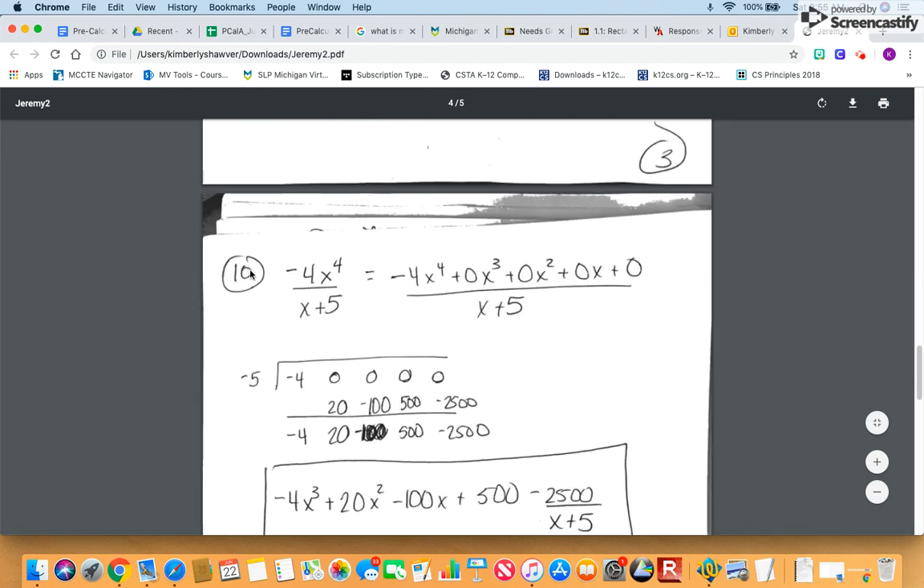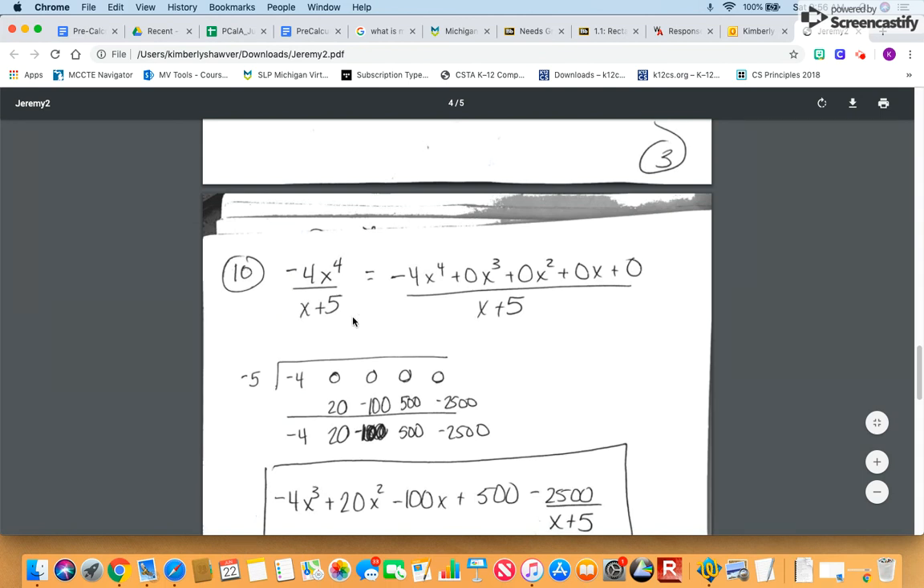So the next one is the same kind of deal. This is saying take this polynomial divided by this polynomial. Notice that it's to the 4th power. So I have a bunch of missing terms this time. We have missing terms for x to the 3rd, x squared, x, and the constant. So all those coefficients are going to be 0.